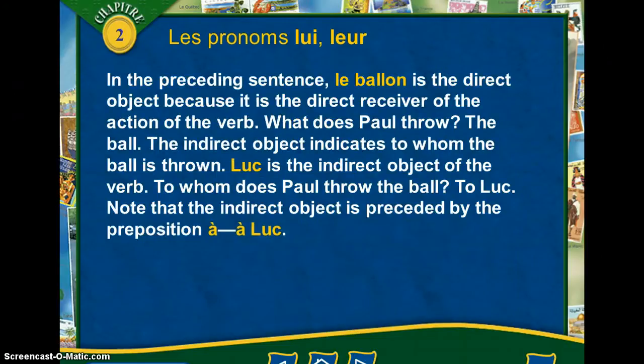This is going to be a very important part of this, and I'm going to have some additional notes here on which we'll have an open note quiz. In the sentence we saw about the ball, le ballon is the direct object because it is the direct receiver of the action of the verb. What does Paul throw? The ball. The indirect object indicates to whom the ball is thrown. Luc is the indirect object of the verb. To whom does Paul throw the ball? To Luc. Note that the indirect object is preceded by the preposition à, meaning to, à Luc.